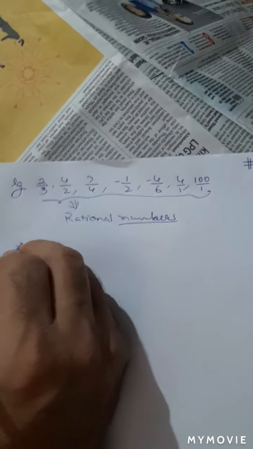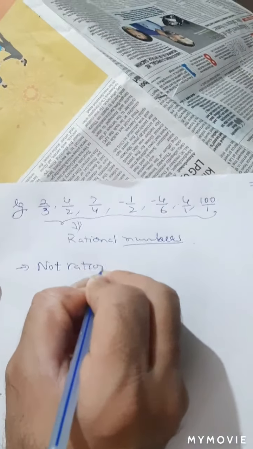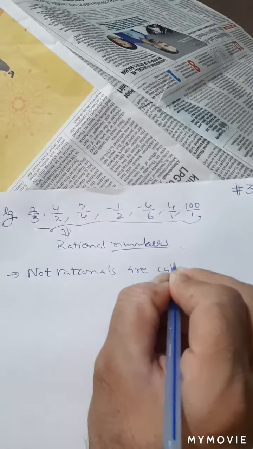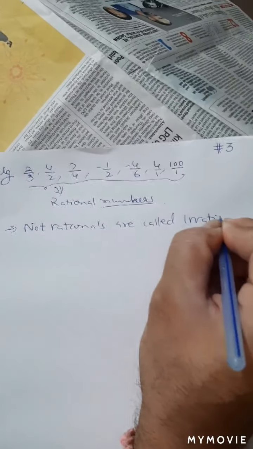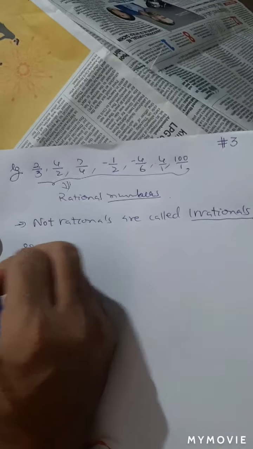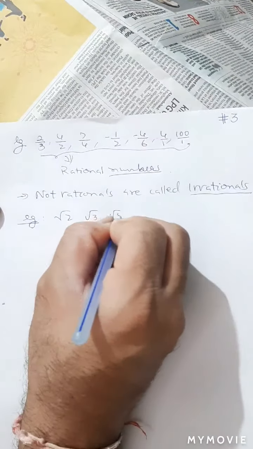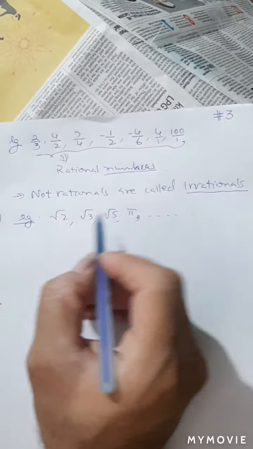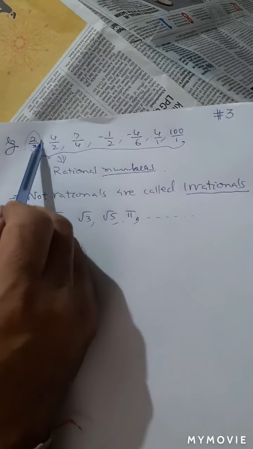Numbers which are not rationals are called irrationals. For example, root 2, root 3, root 5, pi. These all are irrational numbers. So these numbers cannot be expressed in this p by q form.